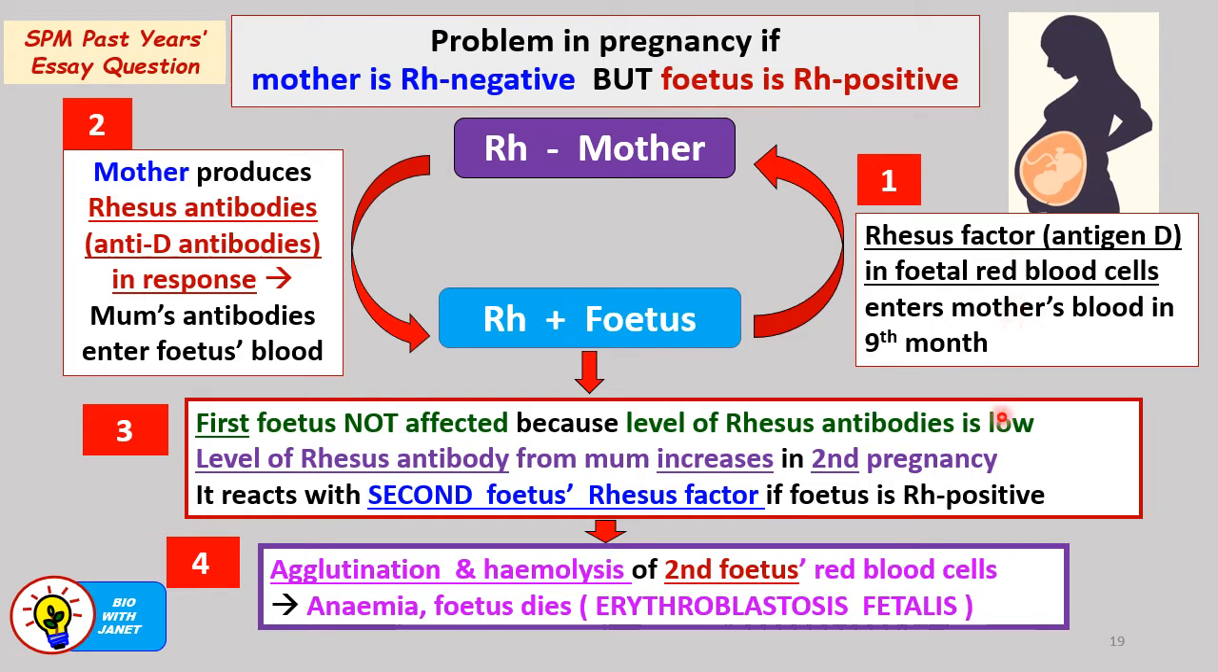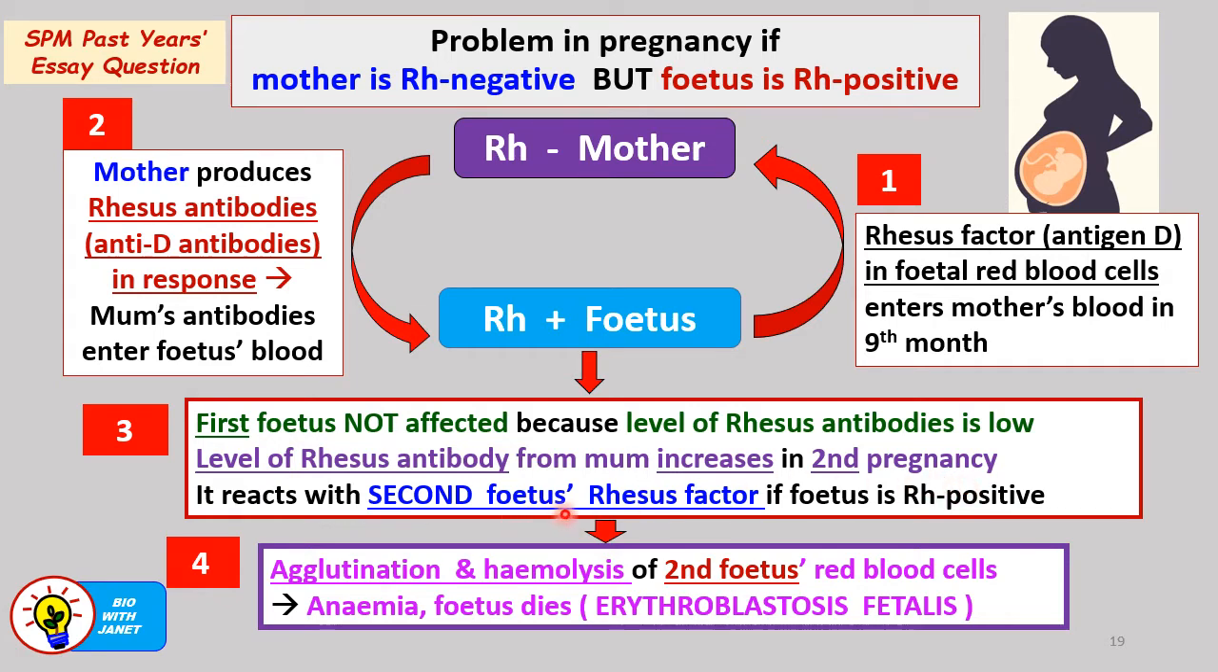But what happens if the second fetus is also rhesus positive? Then this same process occurs where rhesus factor or antigen D in the second fetus's red blood cells enters the mother's blood in the 9th month. Mother again responds by producing rhesus antibodies for the second time. Now this time, since it's the second exposure, the mother's antibodies will be produced at a higher concentration. All right, so then the level of rhesus antibody from the mother increases in the second pregnancy, and then again it will enter the fetal blood. The antibodies will enter the fetal blood through the placenta.